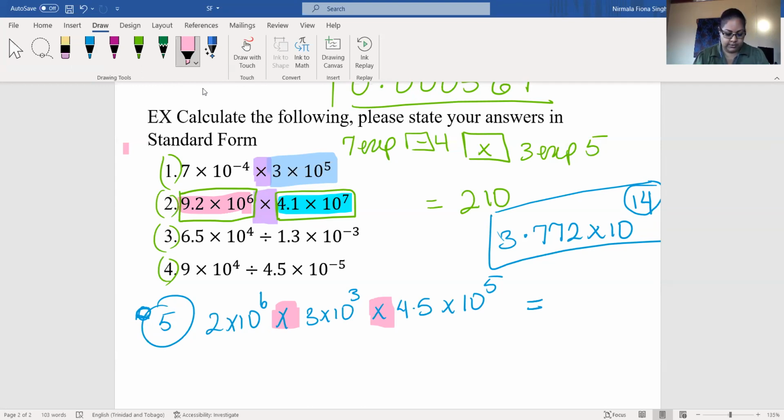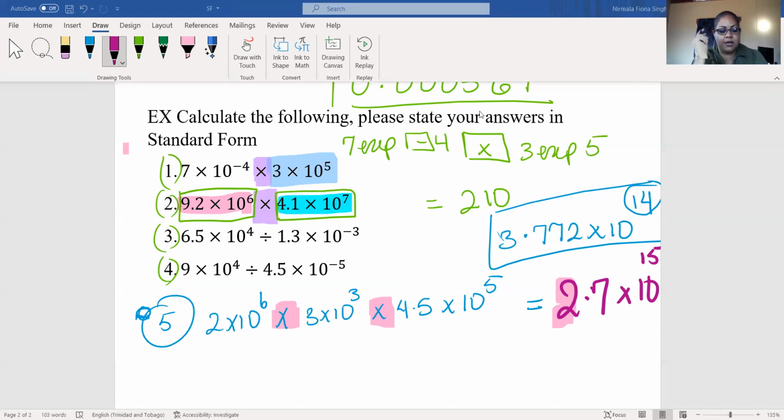So 2, EXP 6, multiply, 3, EXP 3, multiply, 4.5, EXP 5, hit your equal sign. You're supposed to give me 2.7 by 10 to the 15. Beautiful. I'm seeing people getting it right.